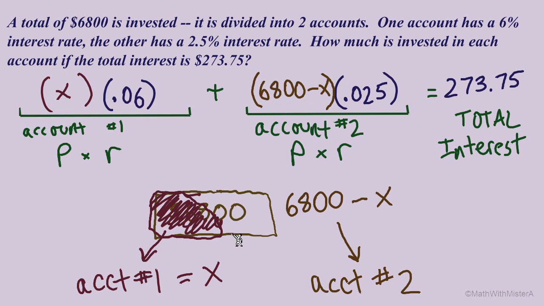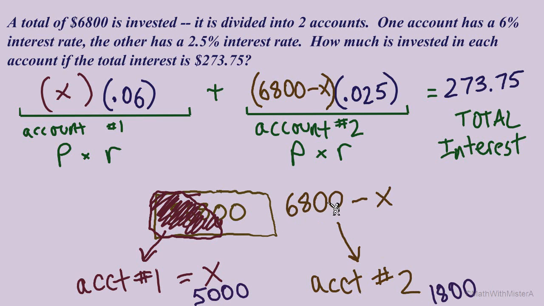Let's say that we put $1,000 into account number 1. If we had a total of $6,800, you would know that there must be $5,800 left to go into account number 2. And if we look at 6,800 minus x, if x is 1,000, then definitely that's how we're calculating the 5,800, subtracting 1,000, the amount that's in account number 1. What about if x equals $5,000? $5,000 into the first account. We know that that would leave us with 1,800 left over for account number 2.